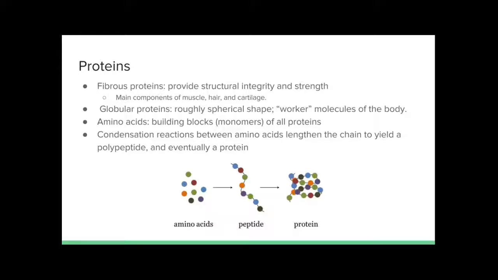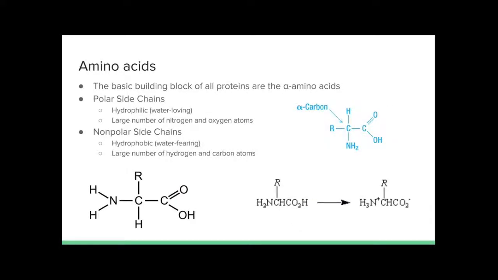Amino acids are the building blocks of all proteins. Condensation reactions between amino acids lengthen the chain to yield a polypeptide and eventually a protein. The basic building block of all proteins are the alpha amino acids. The general formula for an alpha amino acid is shown right here.